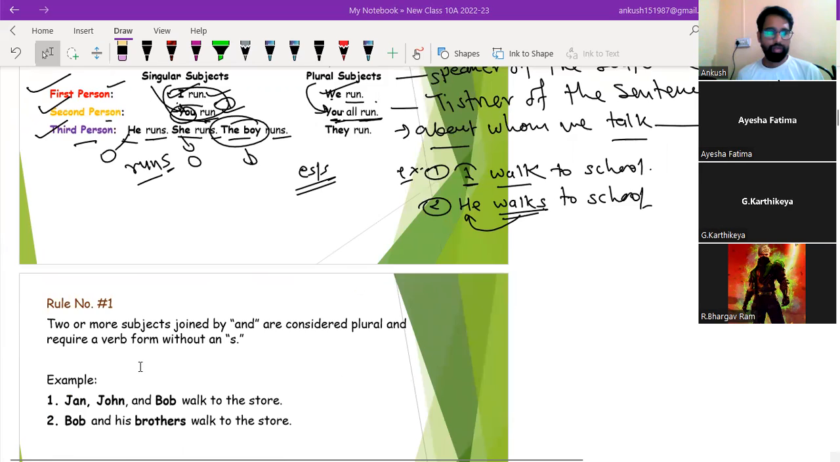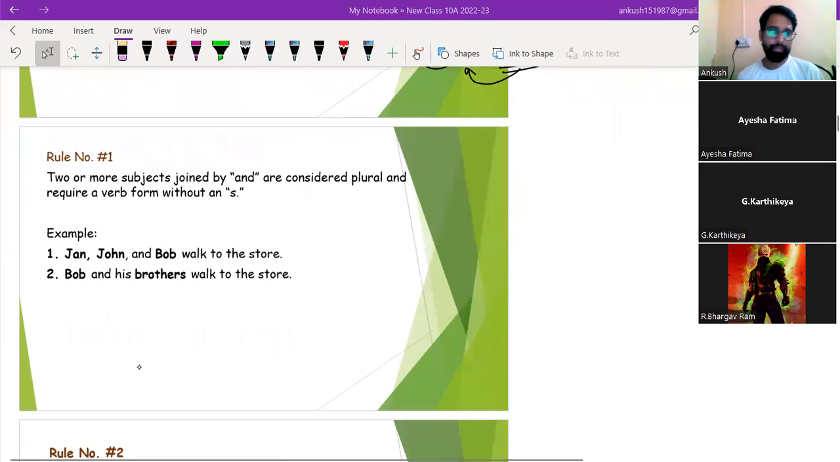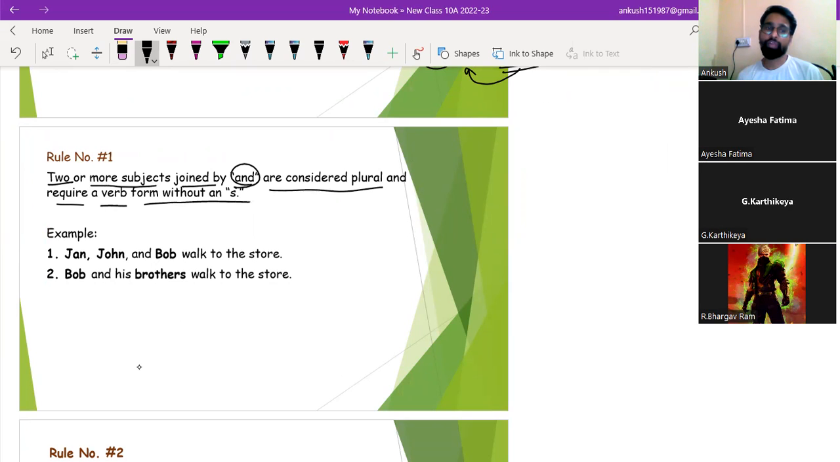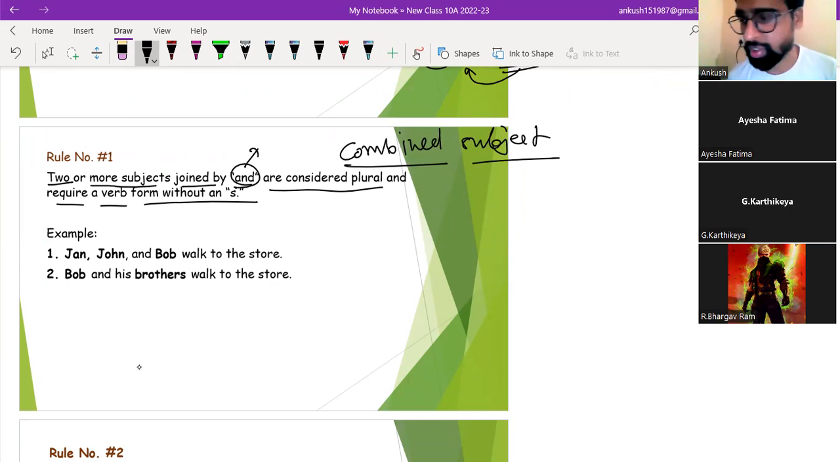Okay. Rule number 1. When two or more subjects are joined by and, they are considered plural and require a verb form without an s or es. Understood? The s or es form is not used when the subjects are combined. These subjects are called combined subjects, when they come with the conjunction and.